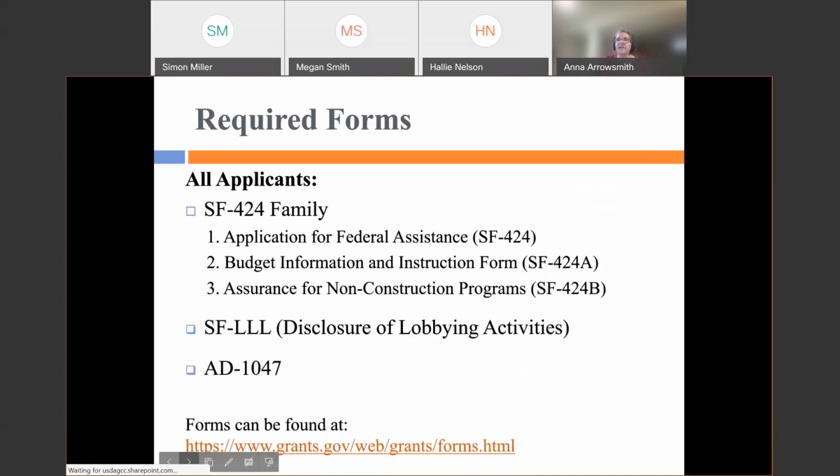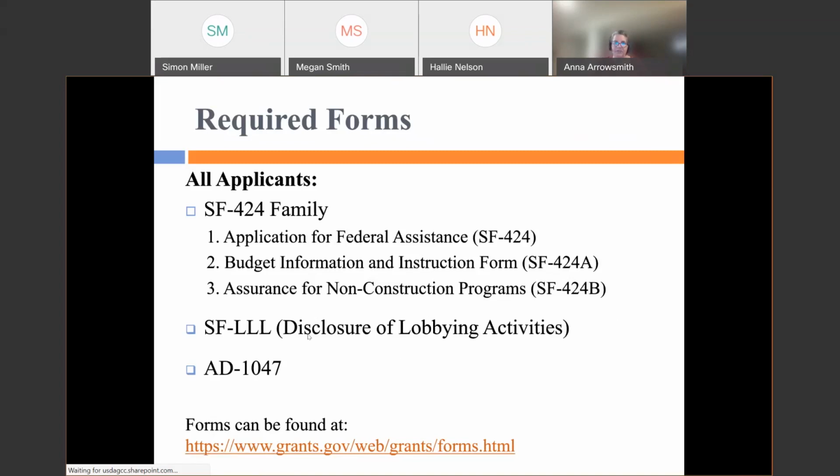The next thing are the required forms. The SF424, or the standard forms 424 family, are available on grants.gov, and there's a tab on the grants.gov page entitled Forms, and all of the forms that you'll need are listed there. In the RFA and in the grants.gov application workspace environment, some of the forms are listed as "where applicable." So I want to go over which ones are applicable to you and which ones are required.